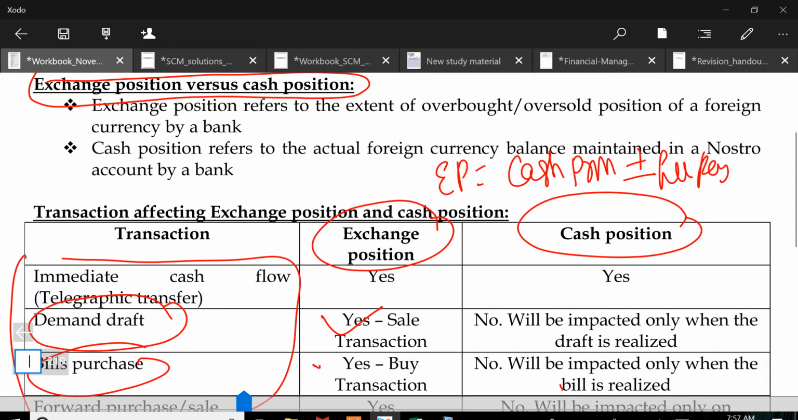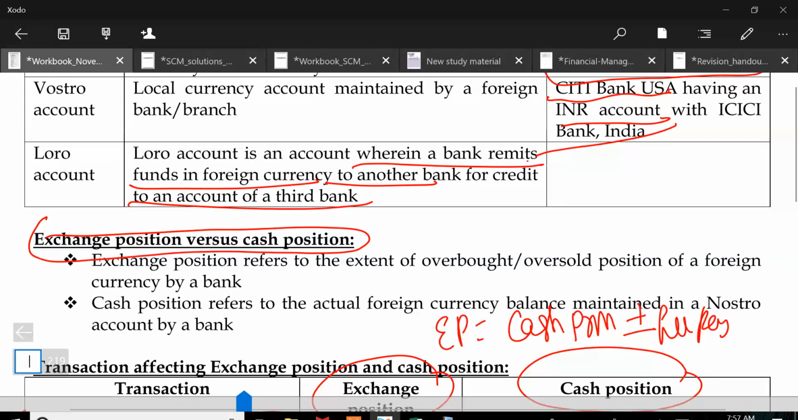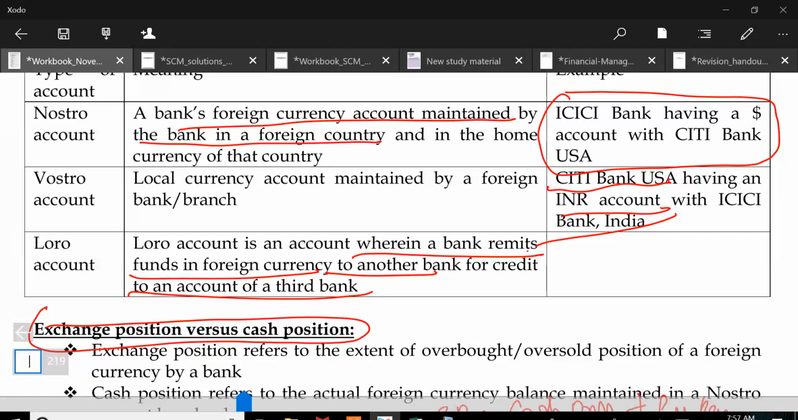Loro account. In a Loro account, your ICICI bank wants to deposit $500 crore to an account in USA Citibank, but I'm not able to directly transfer it. So I take the help of a bank in UK. I transfer the funds to them. There could be some reason why we are not able to transfer. When you transfer the money to a third party bank, that account maintained in the third party bank is technically called a Loro account. And this bank is going to take the money and transfer it to our Nostro account.